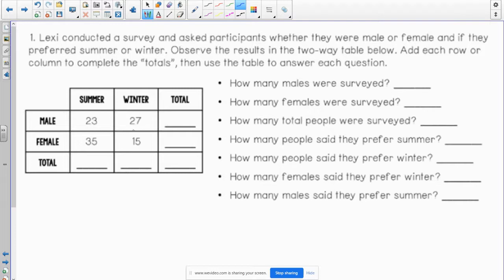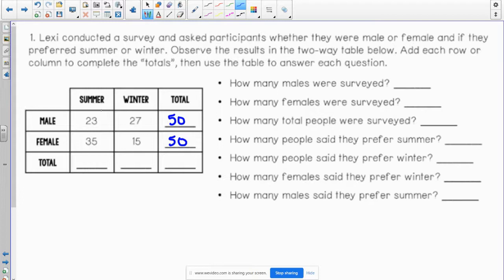I like to add up rows first. So 23 plus 27, when you're adding up rows, we're looking at males. In other words, how many males were asked to participate in the survey. That would be 50. And then how many females? Again, I'm going across the row to get my total. So 35 plus 15 is also 50. So she asked the same number of females as she did males.